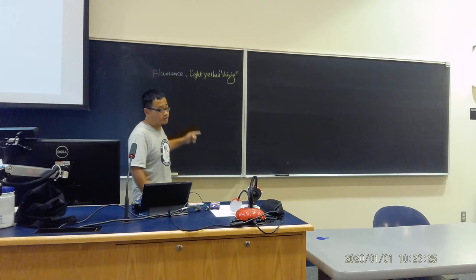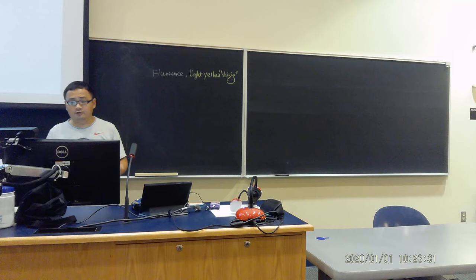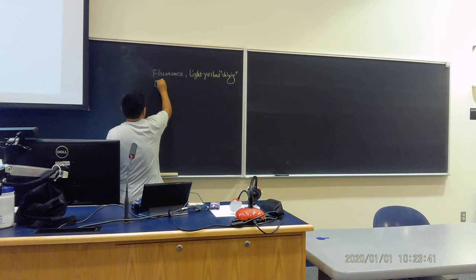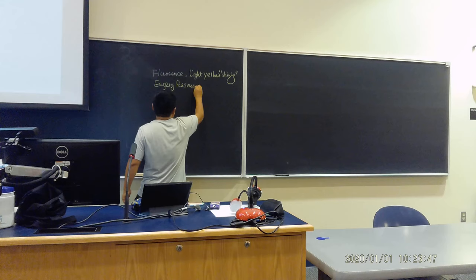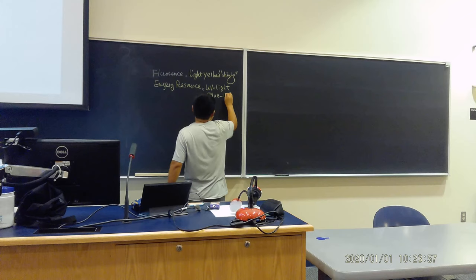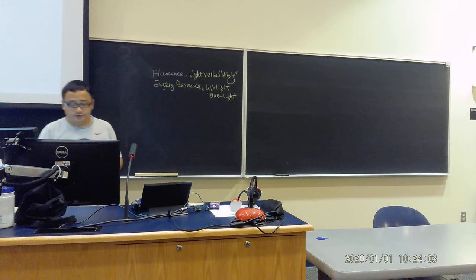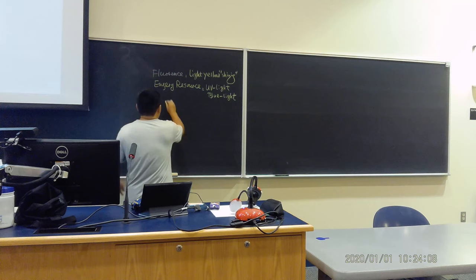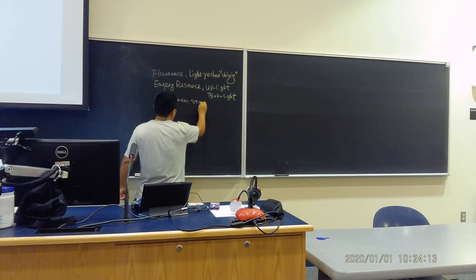Okay? Now, the fluorescence microscope has several differences from the light field microscope we talked about. First of all, the energy source is different. The energy source of a fluorescence microscope is not visible light, it is UV light or blue light. This is the first difference, the energy difference. Second, with this type of microscope, the specimen has to be stained differently.